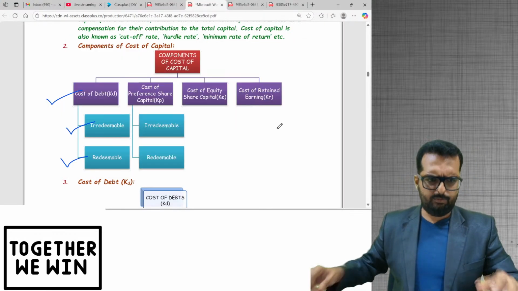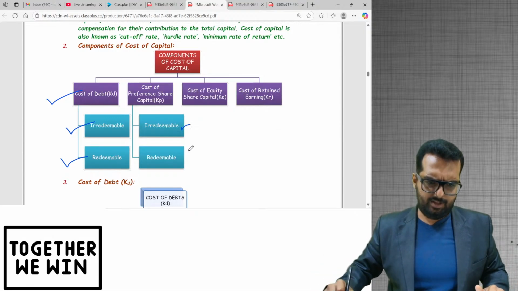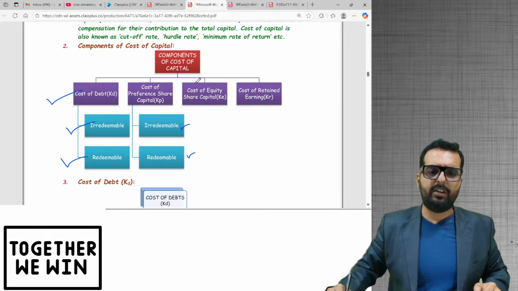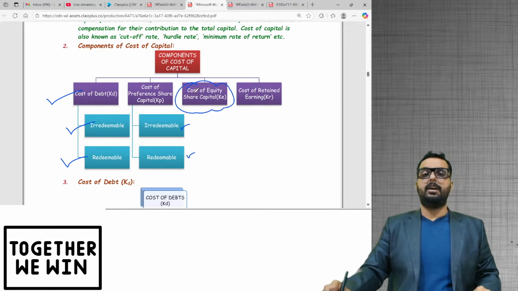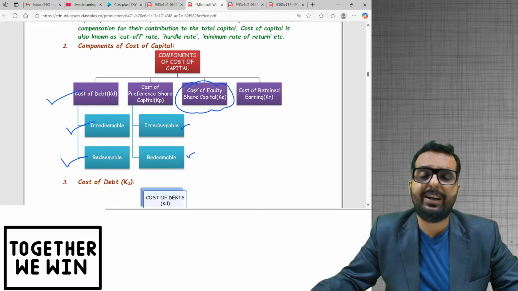So friends, we are done with KD. We are also done with KP. Once you are done with these two, what is the third thing that comes in front of us? It is the cost of equity, or we call it as what? KE.